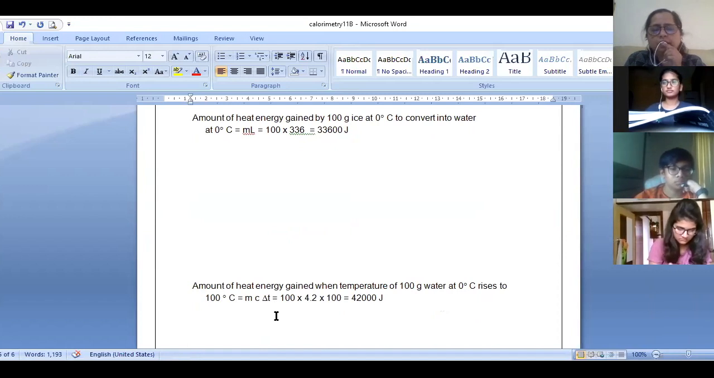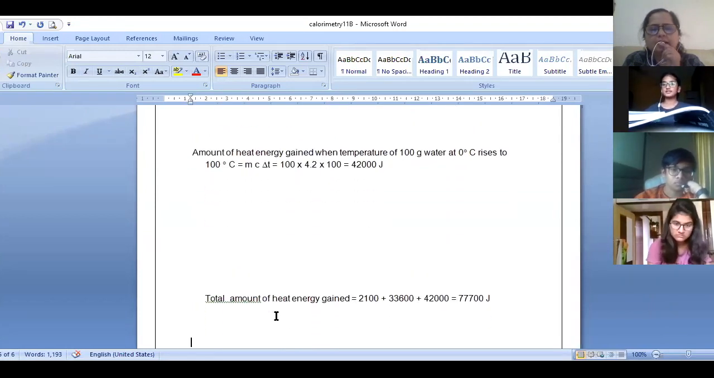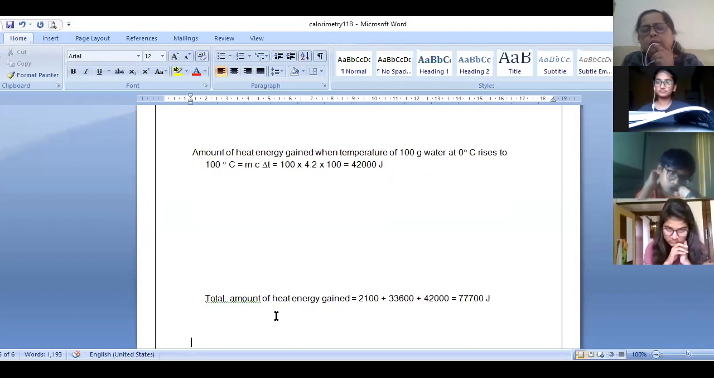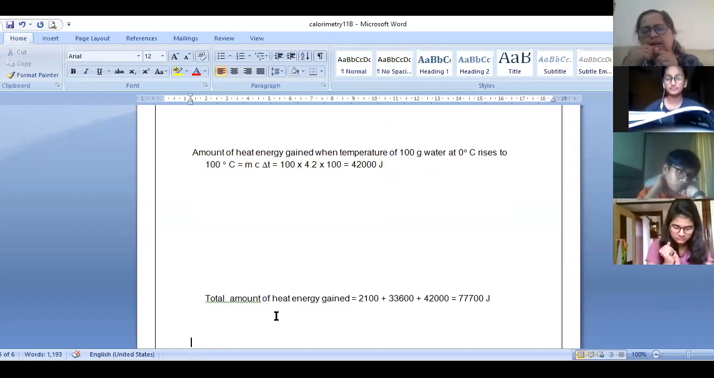So now you have got the heat energy gained in the 3 steps. So how much is the total heat energy gained? All you have to do is add. So the total amount of heat energy gained: 2100 plus 33,600, no, this is 33,600 plus 42,000. So it will be 77,700 joules. Did you follow?